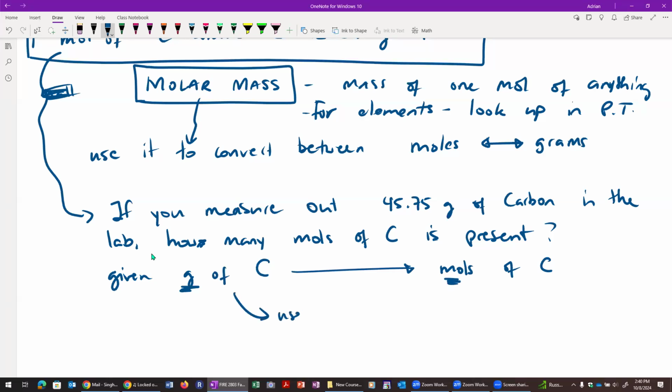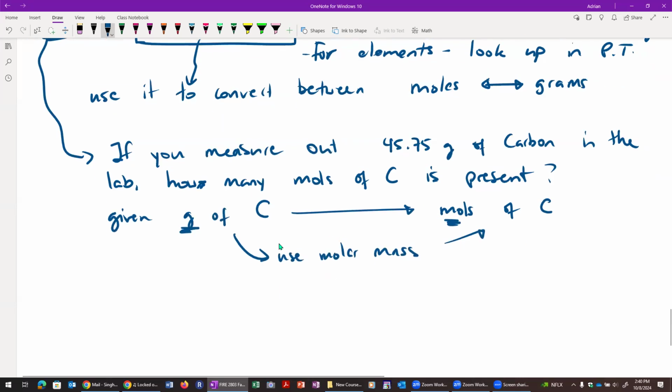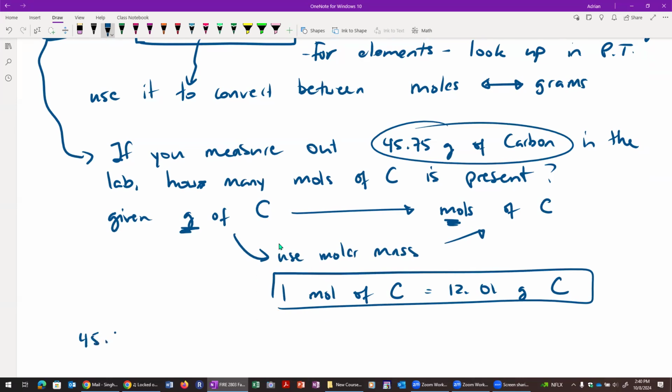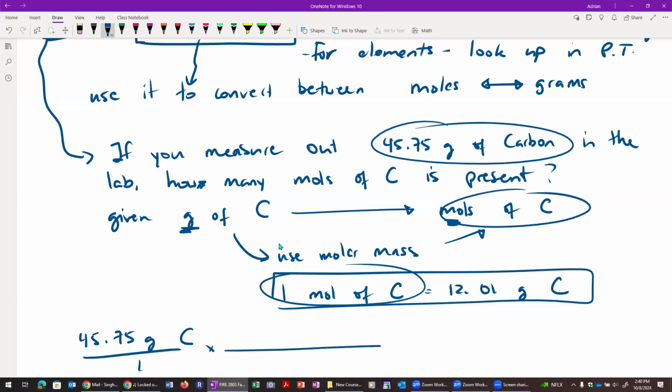So we're going to use the molar mass. And that molar mass says that 1 mole of carbon, in this case, look it up on the table, is 12.01 grams of C. That's my relationship. I'm starting off with grams of C, so I'll have 45.75 grams of carbon. I want to convert that now to moles as my final unit. So I'm going to put that on top, whatever unit you want needs to go on top. So 1 mole of carbon atoms has a mass of 12.01 grams of C. Grams of carbon go away.